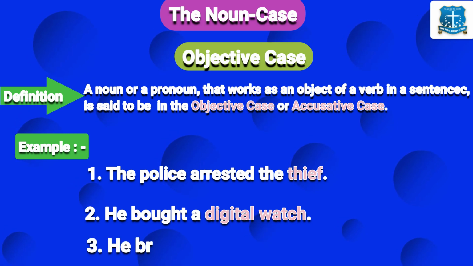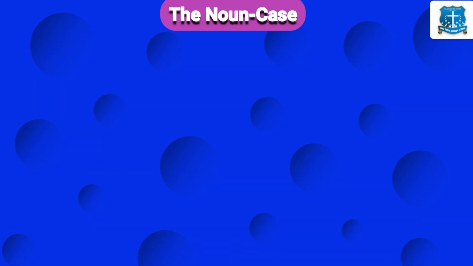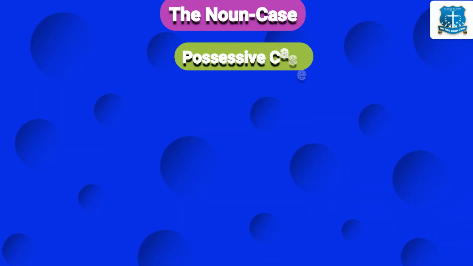Now another example, he broke the window. What did he break? The window. So here the window is the objective case to the verb broke. In objective case, when a question is asked whom or what, we get the answer to the object of a verb. Now third one is possessive case.